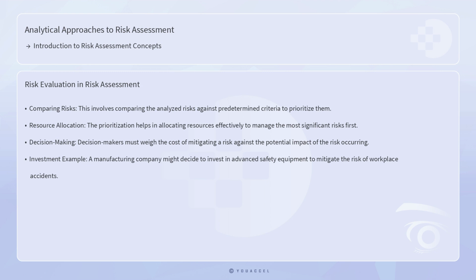Decision-makers must weigh the cost of mitigating a risk against the potential impact of the risk occurring. For example, a manufacturing company might decide to invest in advanced safety equipment to mitigate the risk of workplace accidents, as the cost of accidents could far outweigh the investment.